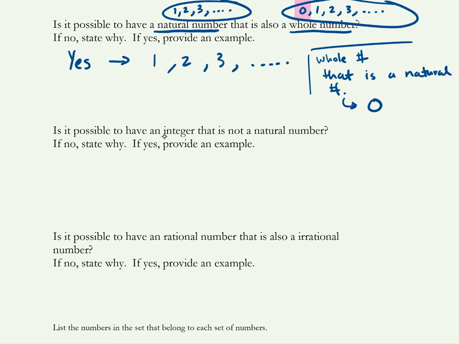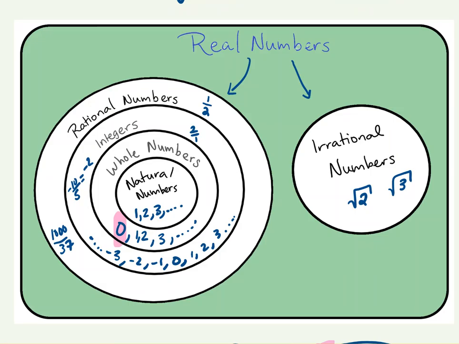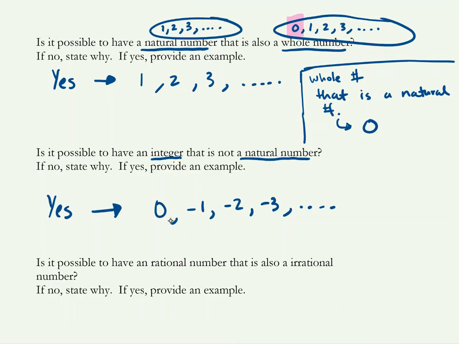Is it possible to have an integer that is not a natural number? Let me turn back to our screen before. So we are in the category of integer. So we want to know, is there an integer that is not a natural number? And the natural numbers are only 1, 2, 3, and on. So any number that is 0 or negative would definitely fit the category of integer but not a natural number. And any of these would be what we might call an example of that, something that's an integer but not a natural number.